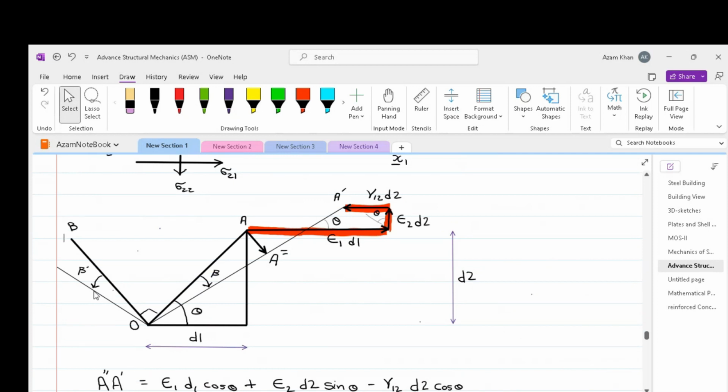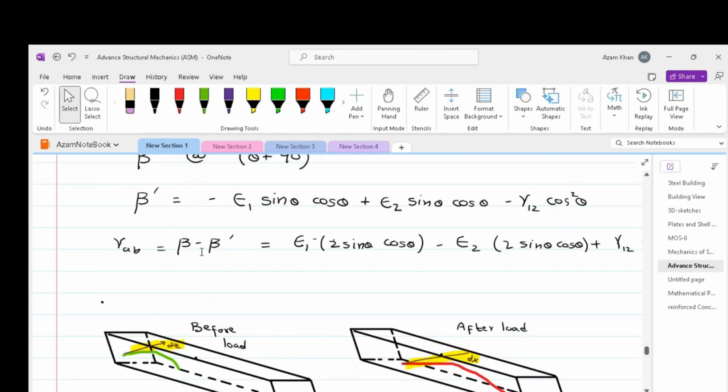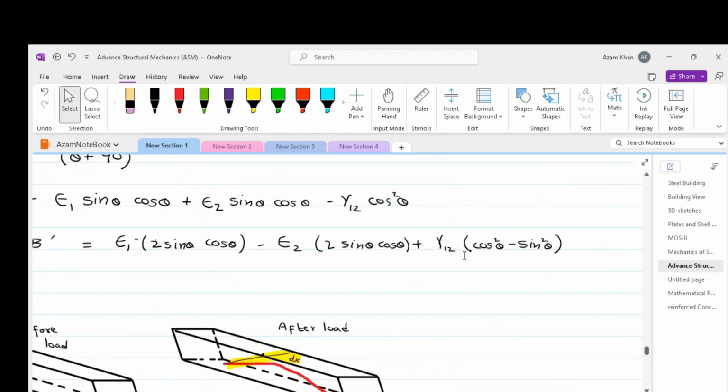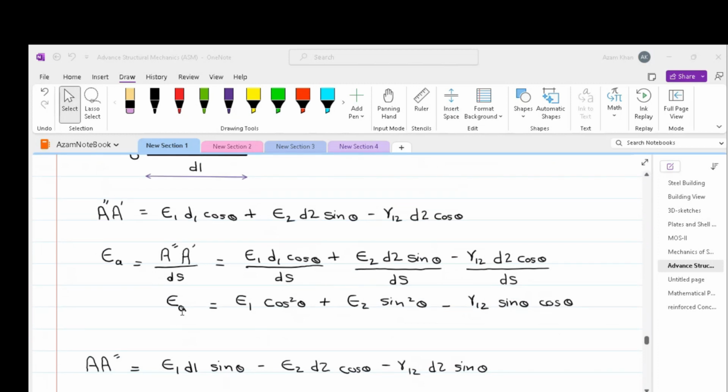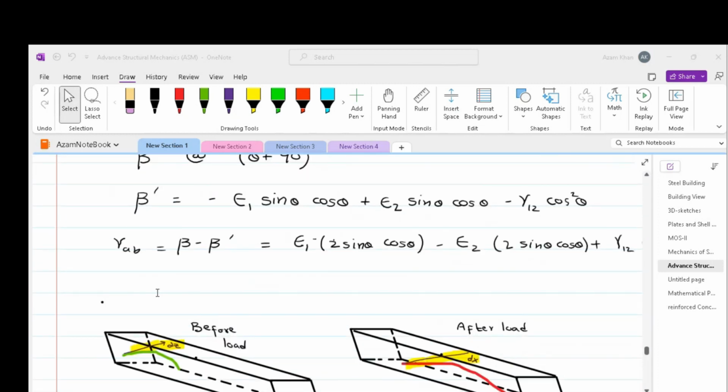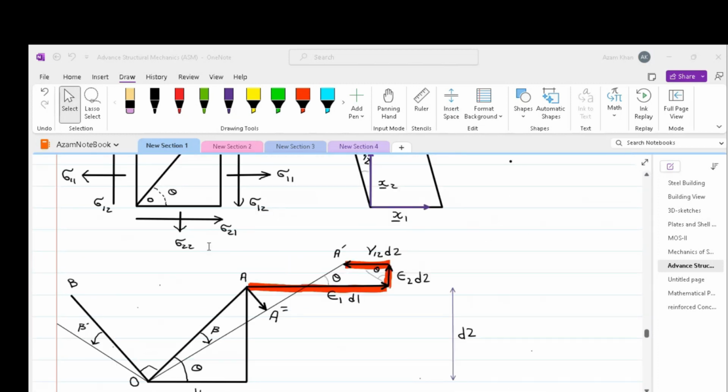So their absolute sum is equal to their algebraic difference. That's why the absolute sum is taken as beta minus beta dash. And that gives us strain 1 2 sine theta cos theta minus strain 2 2 sine theta cos theta plus gamma 1 2 cos square theta minus sine square theta. Thus, we have derived the axial strain and the shear strain for the 2D element.